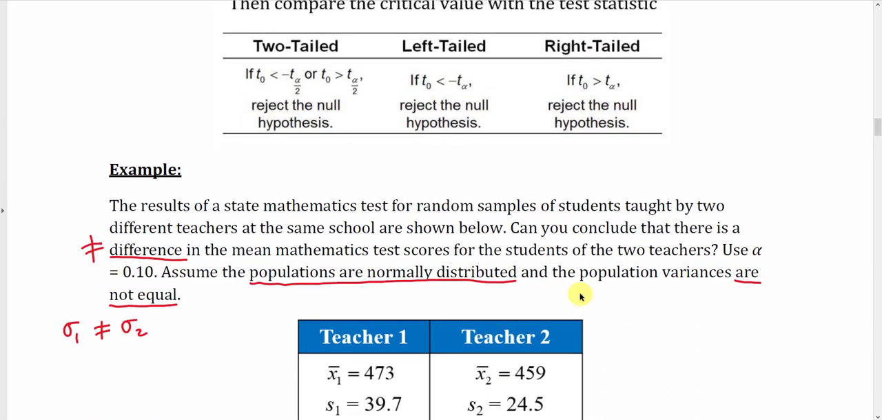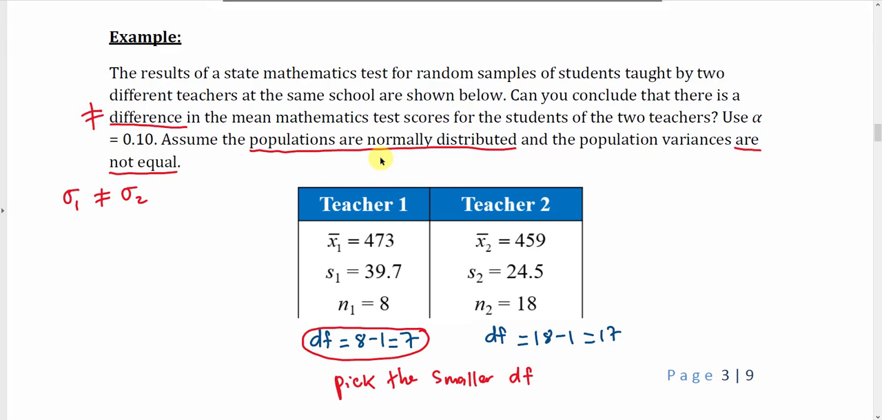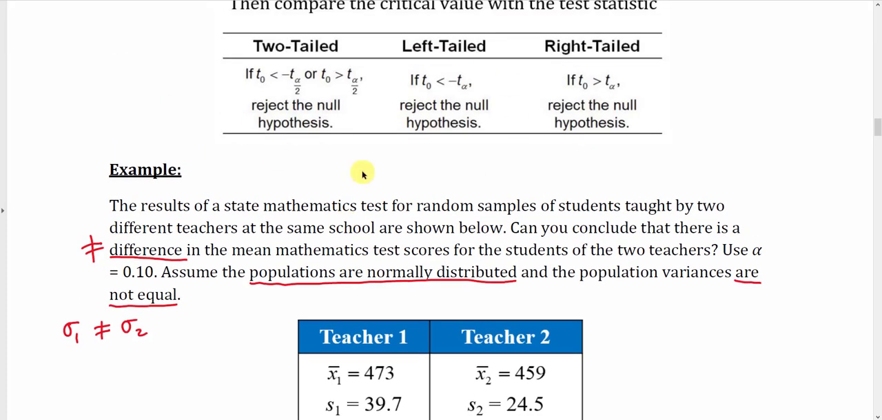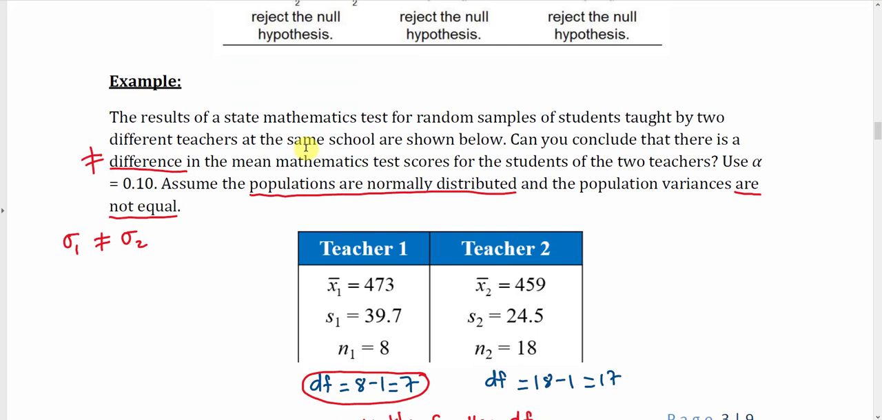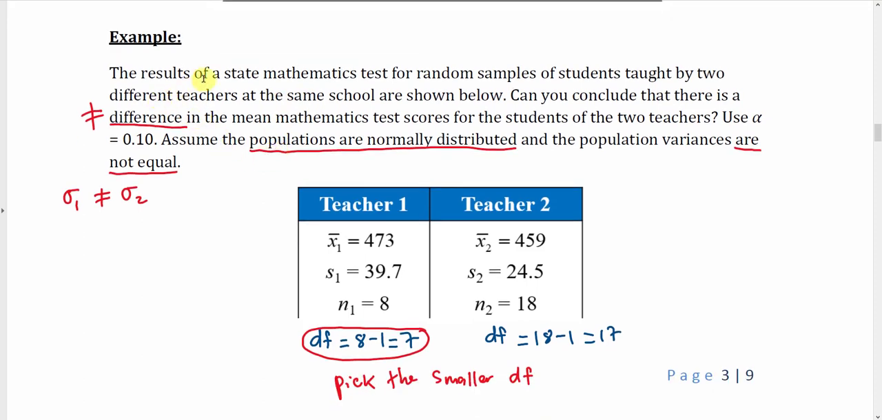Okay, so let's now focus on this example to demonstrate what I just presented to you for the process of doing the hypothesis testing. The results of a state mathematics test for random samples of students taught by 2 different teachers at the same school are shown below in this table. Can you conclude that there is a difference? Okay, so the claim here is that they ask you to conclude that there is a difference. Different means we use a different sign instead of a less than or greater than sign.